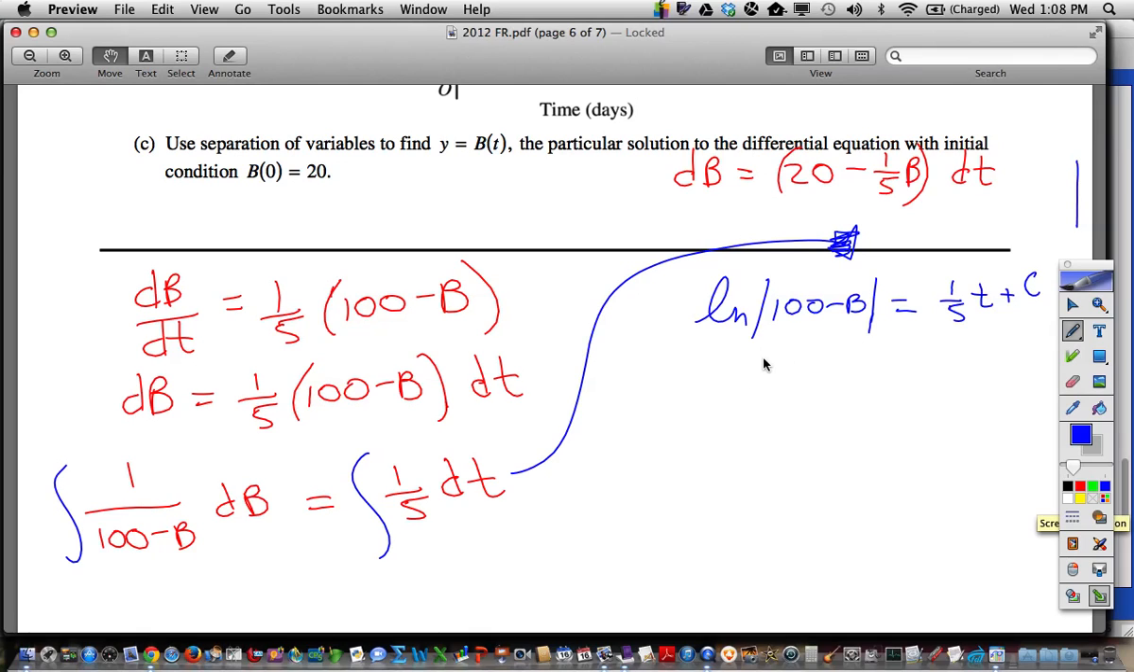Okay, now what? Now it's that e business, right? So 100 minus B is equal to e raised to the 1/5 t plus C. Right? Now, hopefully we saw that one time. What are we going to do with this right here?